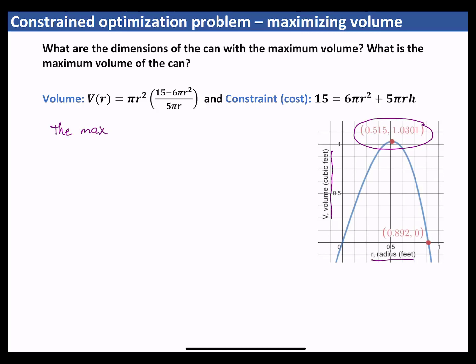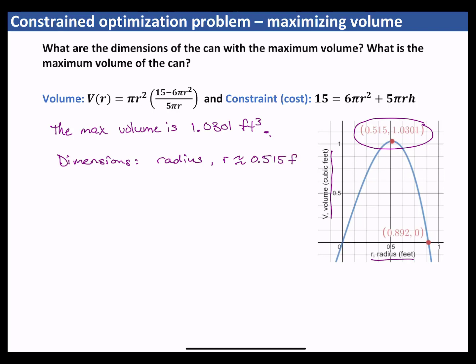The maximum volume is going to be 1.0301 cubic feet. And then the dimensions, well, we can see from the graph that when the volume is 1.0301, the radius r is approximately 0.515 feet. We would also need to find the height.